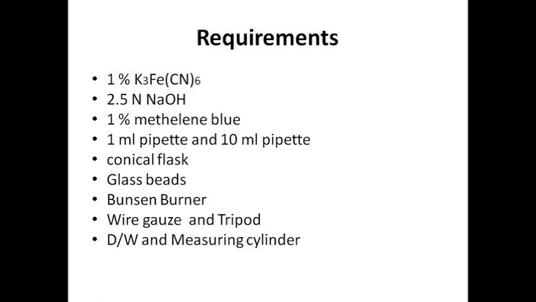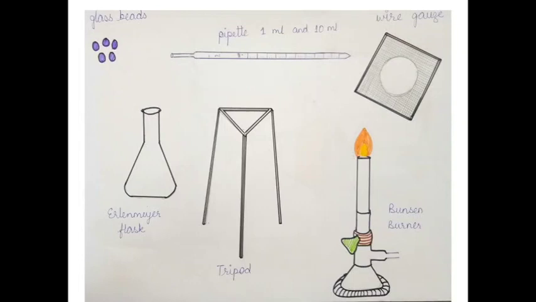Now about requirements of Kol's method. We require 1% K3FeCN6 solution, 2.5 normal NaOH solution, 1% methylene blue solution as an indicator, 1 ml pipette and 10 ml pipette, conical flasks, glass beads, Bunsen burner, wire gauze, tripod, distilled water, and measuring cylinder.